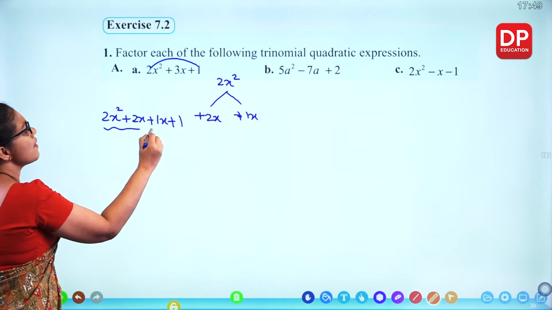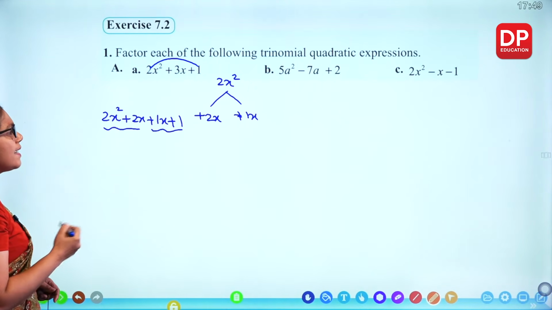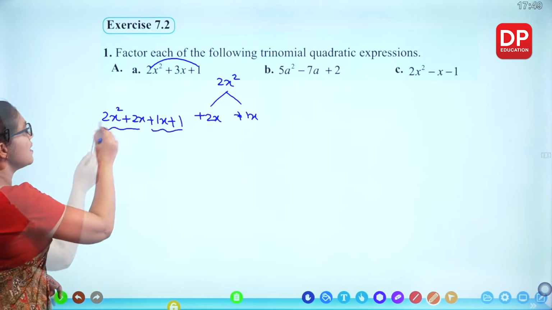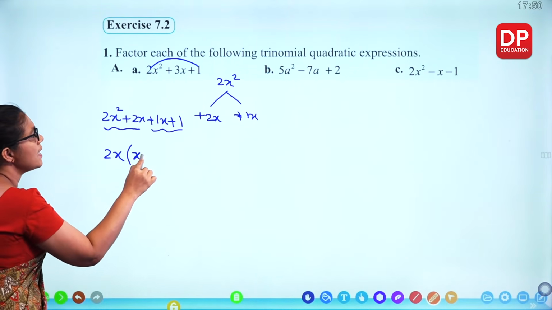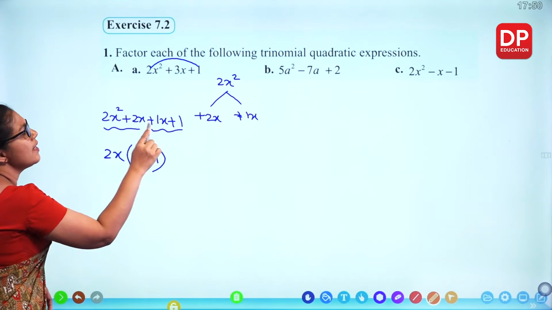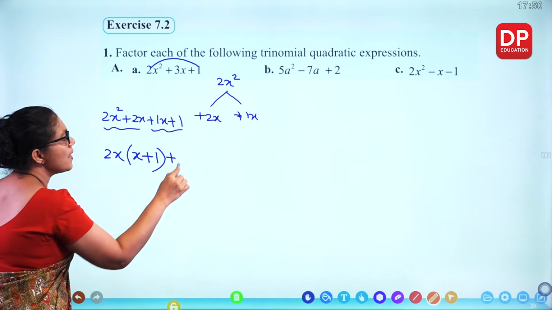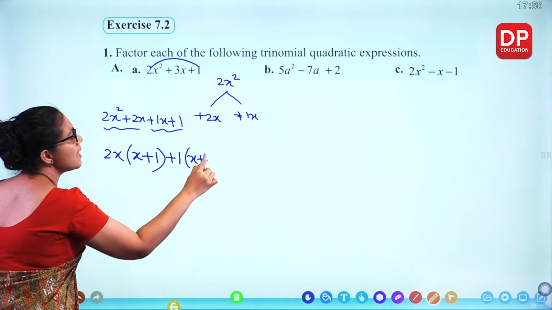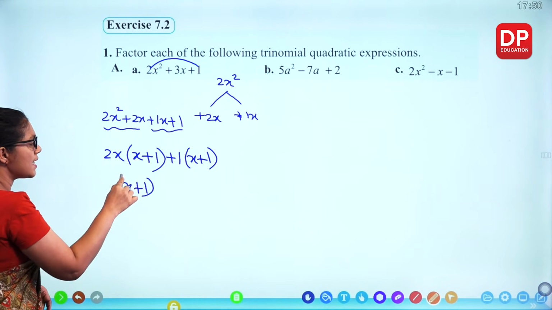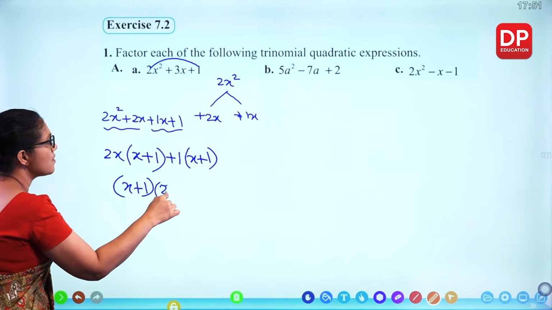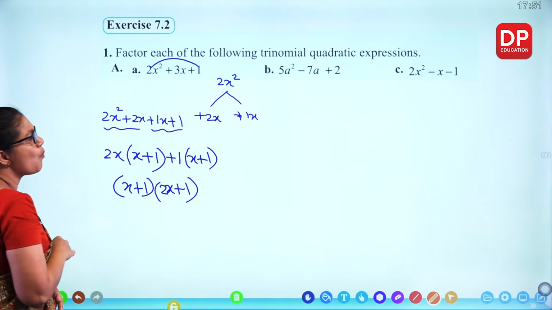And then take first 2 and last 2 separately and try to factorize. Here 2x is common. Take it out. What's remaining? X plus 1. In this one, just 1 is common. Take it out. You get x plus 1. Again, x plus 1 is common. Take it out and the remaining part is 2x plus 1.